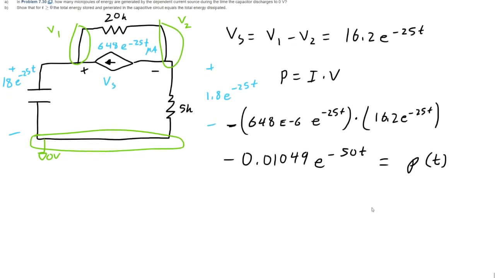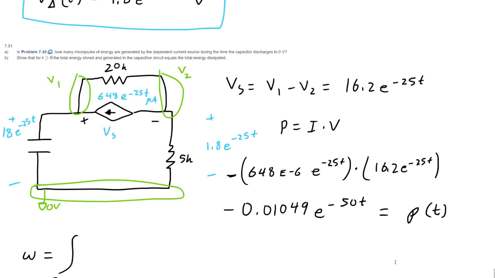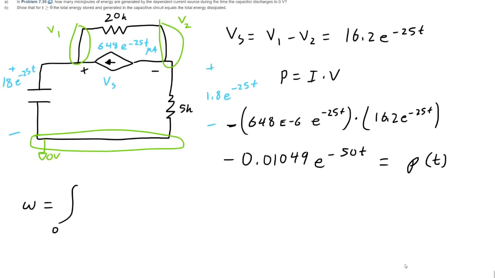So to find the energy, we're just going to integrate it. So work is going to be, it says during the time the capacitor discharges, so that could be any number. I'll say infinity. It usually takes about 5 time constants, but just to be safe, we'll do infinity. 0.01, I'll round that, times e to the minus 50t dt.